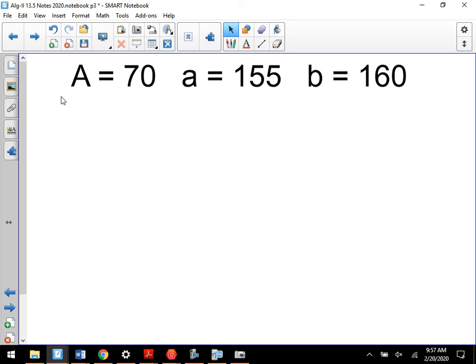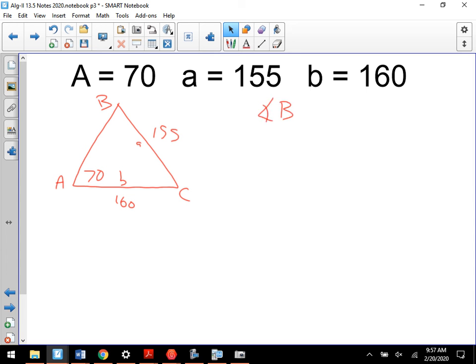Using law of sines is one of the easier things we do in trig because it's the same process over and over again. Just make sure you press the buttons correctly. So here we've got angle A at 70, little a at 155, little b at 160. Which angle is this forcing us to find right away? Angle B, angle C, and little c.